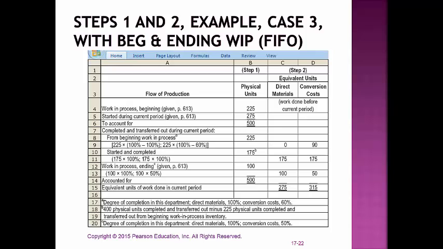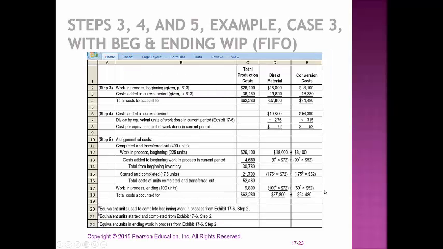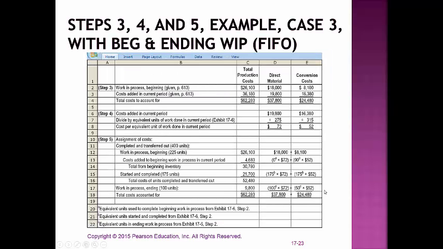So 0 plus 175 plus 100 equals 275. 90 plus 175 plus 50 equals 315. And we've got to use the 275 and the 315 when we go about breaking down our cost.